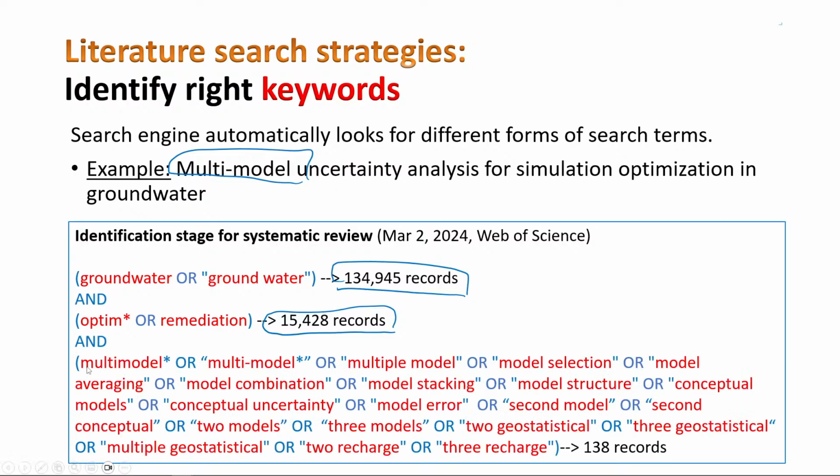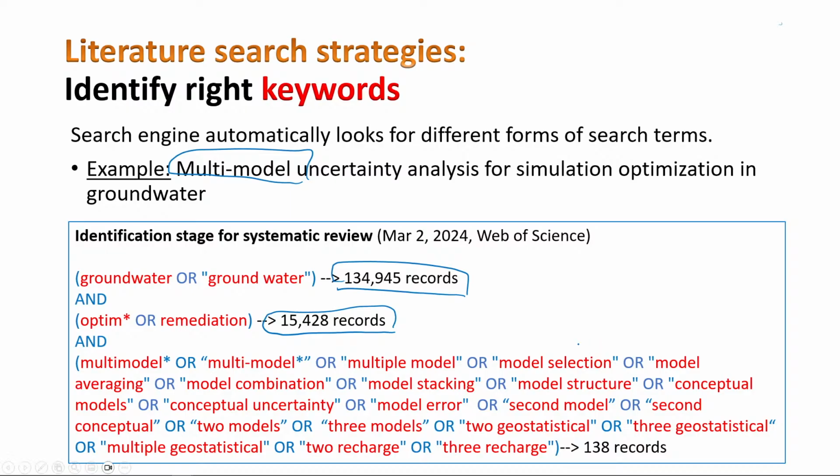So see here, these could be all the words that could be used. It could be multi-model as one word, or, so here, I'm telling it groundwater, this version or this version, and optimum or remediation. And then I refine this to include multi-model, or multi-model with a dash, or multiple model, or model selection, because sometimes people will not use multimodal, but they will use model selection.